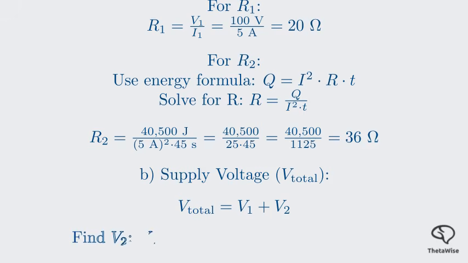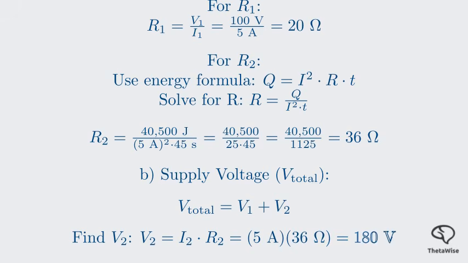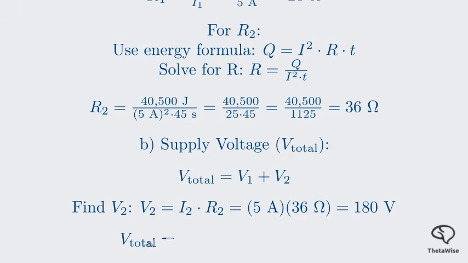We know that V total is the sum of the voltage drops across the resistors. We already have V1. We can find V2 using Ohm's law for R2. V2 is I2 times R2, which is 5 amperes times 36 ohms, or 180 volts. Adding V1 and V2 gives us the total supply voltage, which is 100 plus 180, or 280 volts.